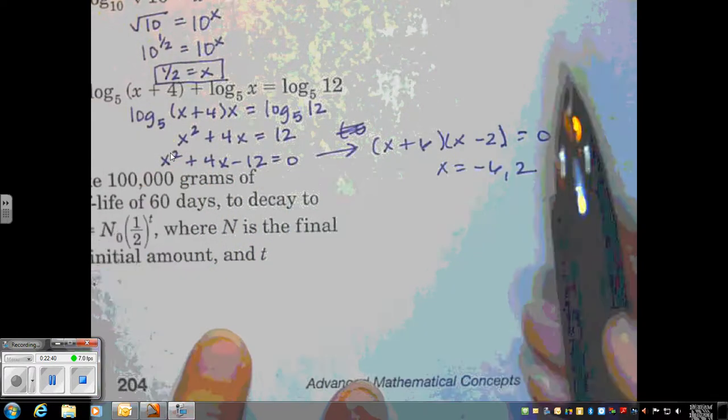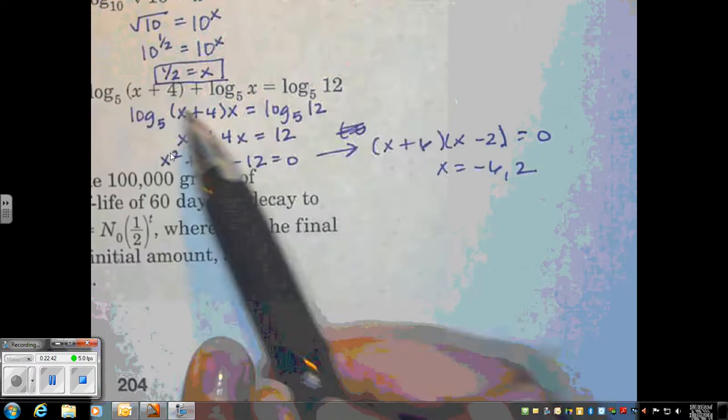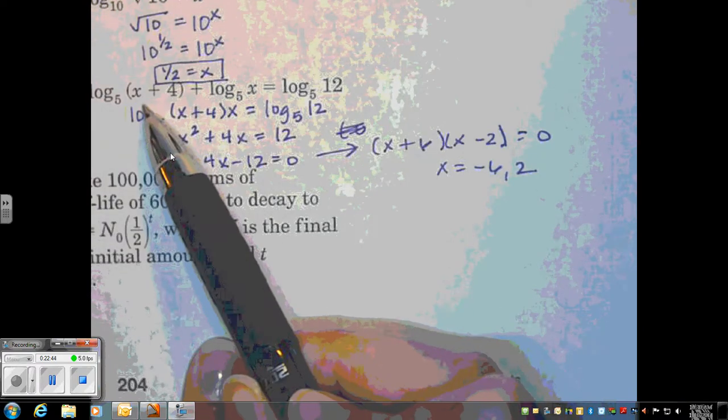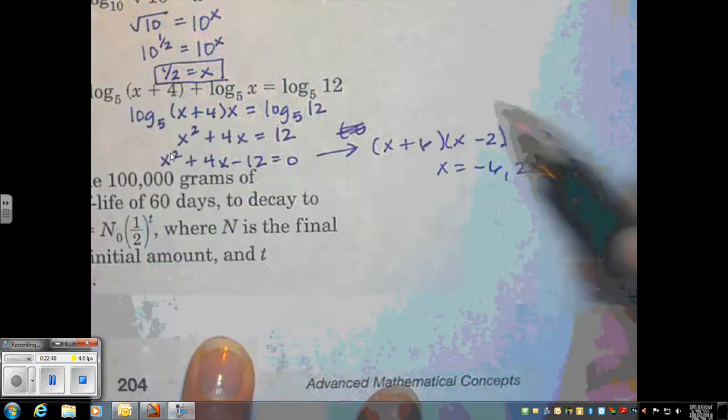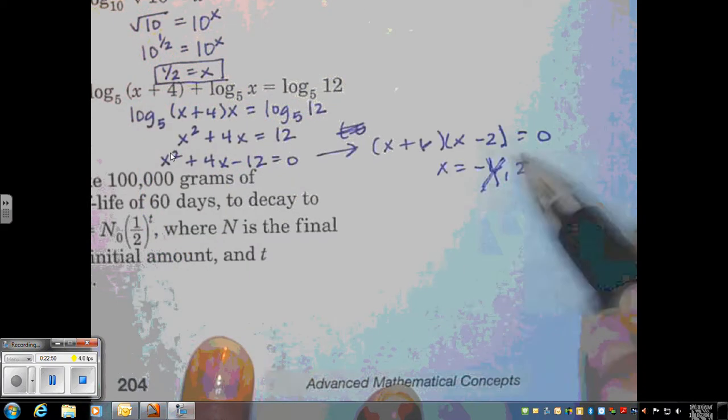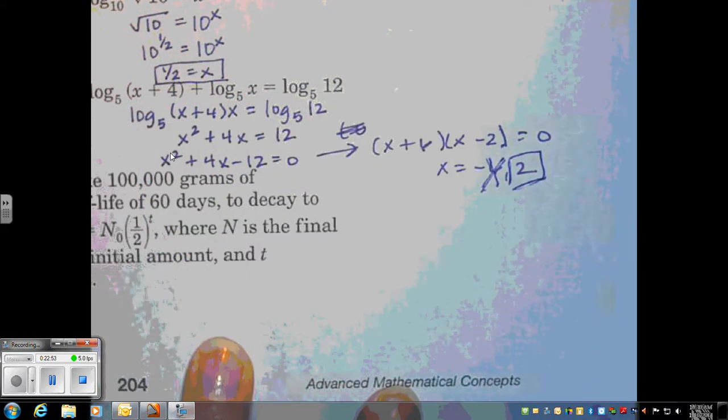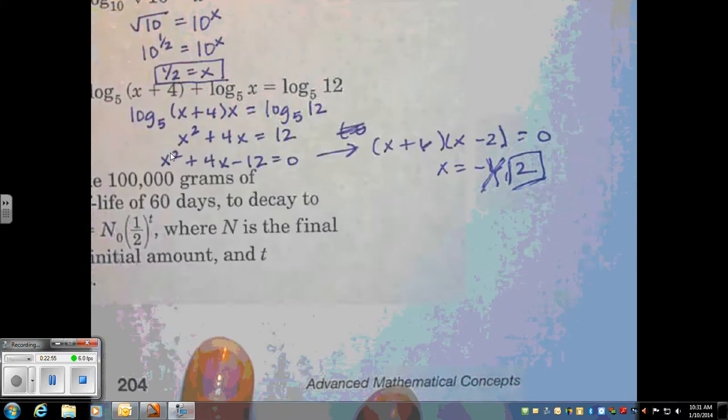Now, problem: if I have -6 and I plug it in here, that's going to say log base 5 of -2. Can you do that? No, so we have an extraneous solution. So you can only have two logs on each side of the equal sign to cancel it? You can only have one on each side. To cancel it, you can only have one on each side. Okay. All right, number 19.